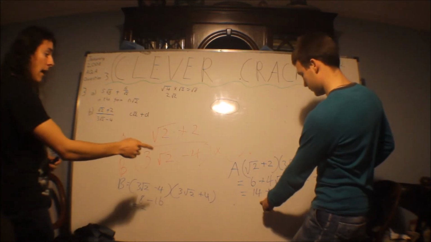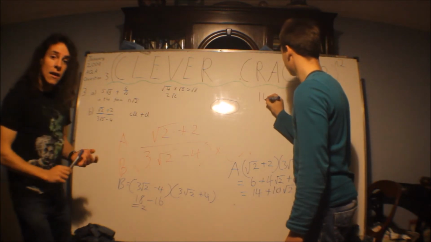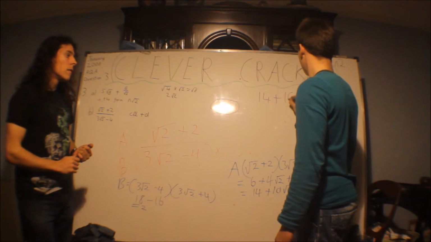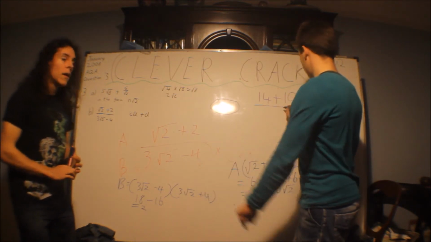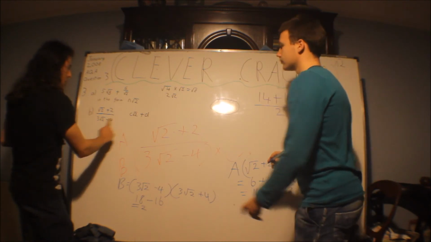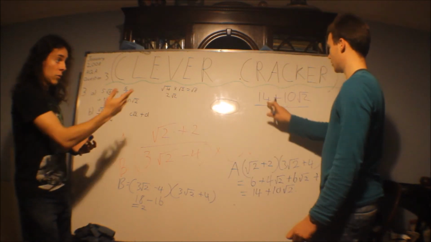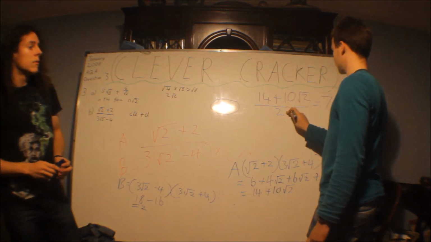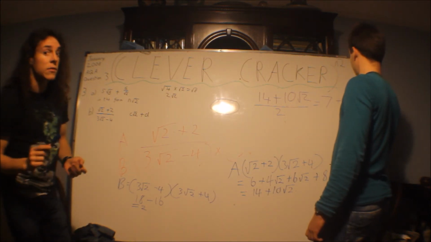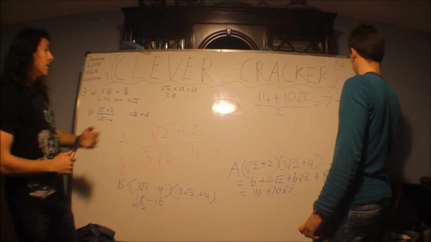Right, so A, which is on the top, we have 14 plus 10 lots of root 2. And then below that we have just 2. We don't want a fraction on the bottom, so we just divide everything by 2. That's what that's doing. 14 over 2 is 7. And 10 lots of root 2 over 2 is just 5 lots of root 2. So that is our end.